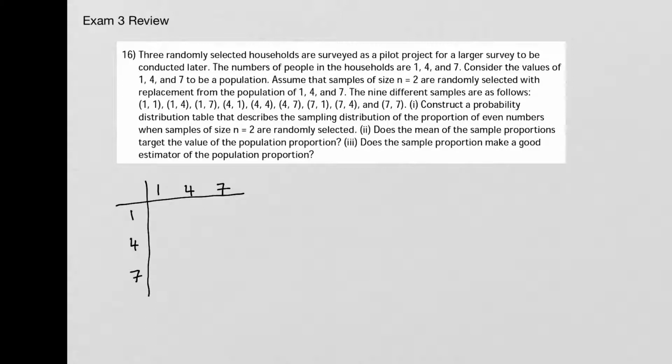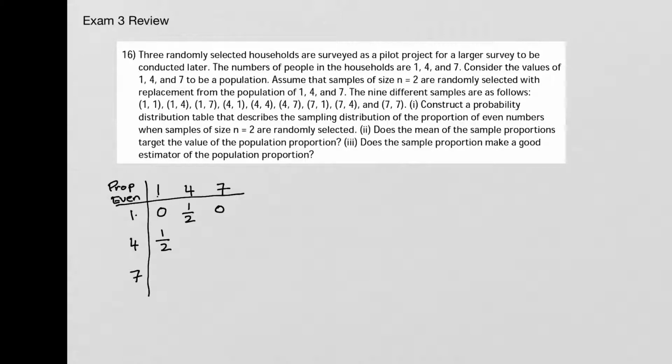Here, now we're finding what is the proportion of even numbers. So if we look at the sample 1, 1, out of those 2 numbers, what proportion of them are even? They're both odd, so 0 out of 2 of them are even. Then we look at the sample 1, 4. Out of that sample, 1 out of the 2 numbers is even, so that would be 1/2. 1 and 7, neither of them are even. 1 and 4, half of them are even.